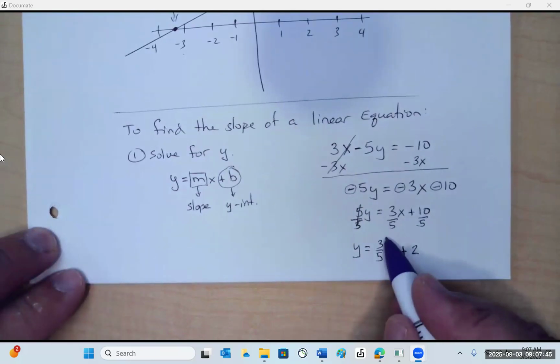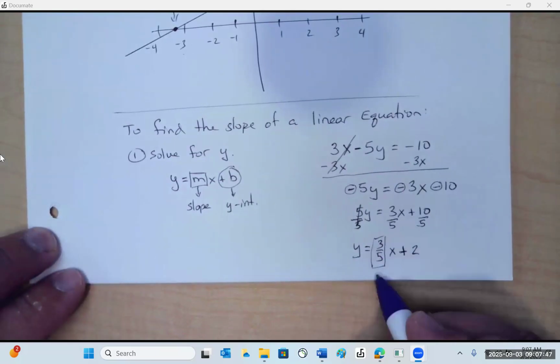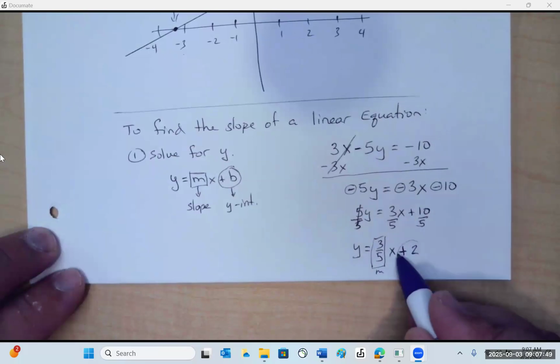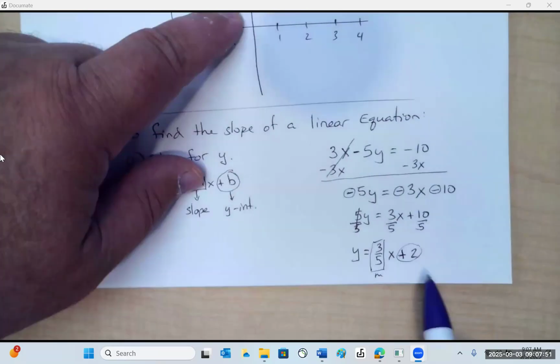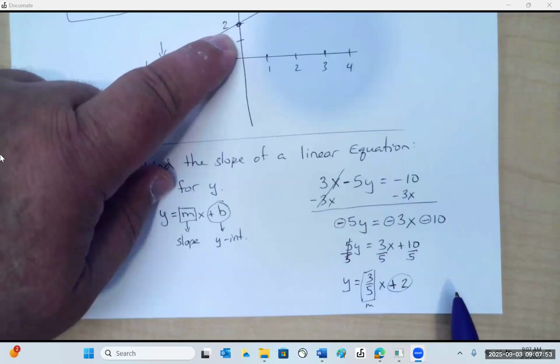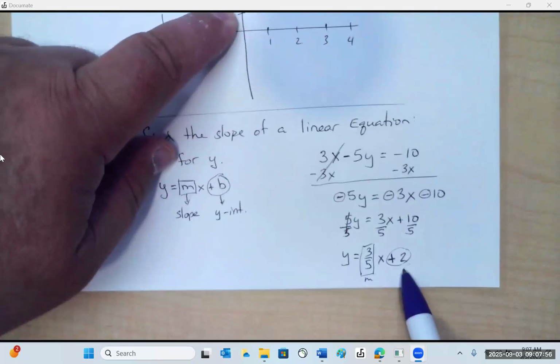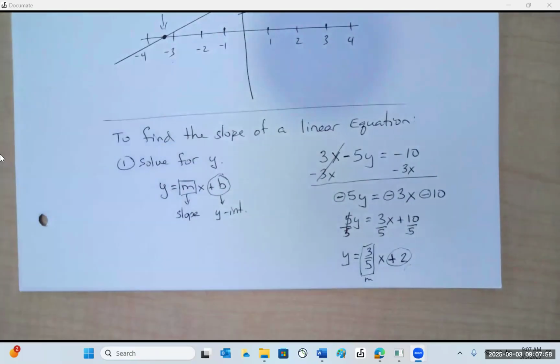So what does this number represent? That's our slope. What does this number represent? Yep. And so we know we did a good job because that is our y-intercept at positive 2. 0, positive 2.